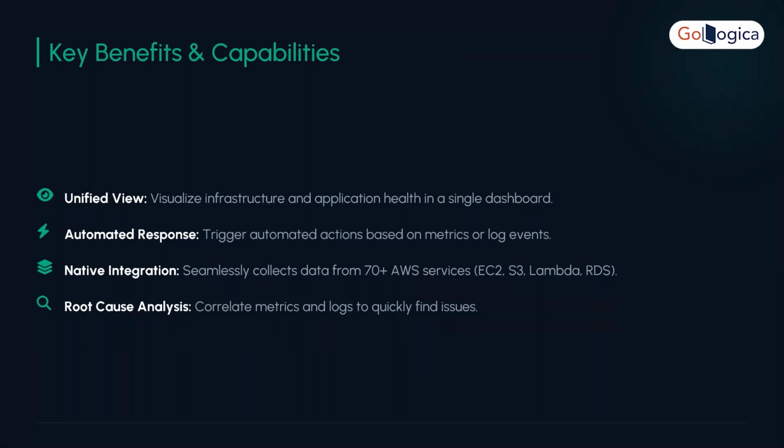Automated response. You can also trigger automated actions based on certain threshold breaches on metrics or log events, based on the metrics that you're tracking. So if I say what is metrics, it is numeric data points collected over time. If we are saying CPU metrics, that means it is data related to CPU. What is the current CPU usage? So say it's 40%.